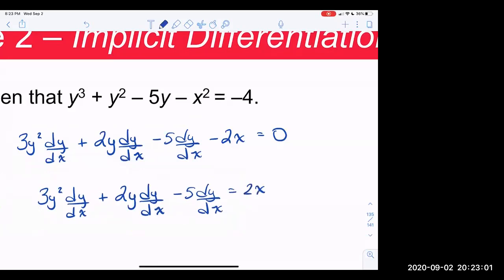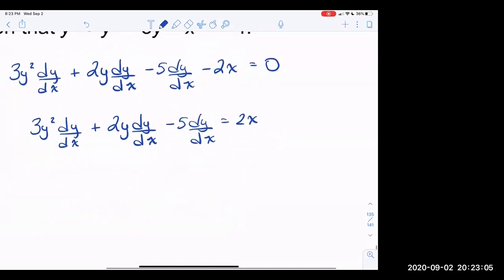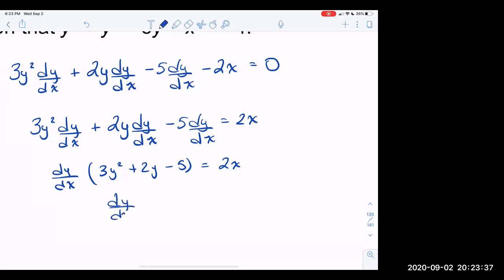Equals 2x, right? Then we're going to factor out dy dx. And we end up with 3y squared plus 2y minus 5 equals 2x. And then how do you suppose we're going to solve for dy dx? I just need to get dy dx by itself to solve for it. Divide. Yeah, divide by all that stuff on the left side. So dy dx is 2x over 3y squared plus 2y minus 5. And that is your derivative.